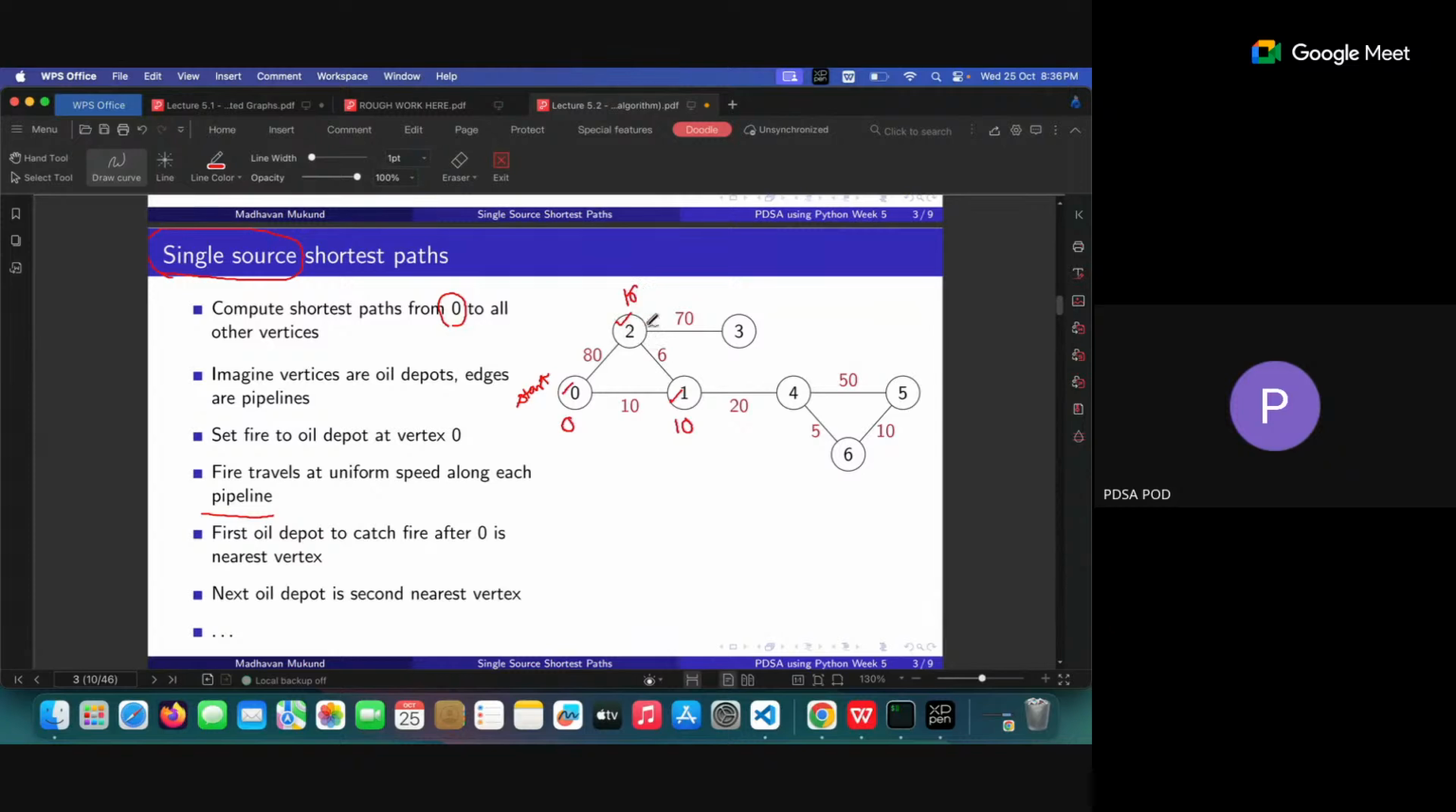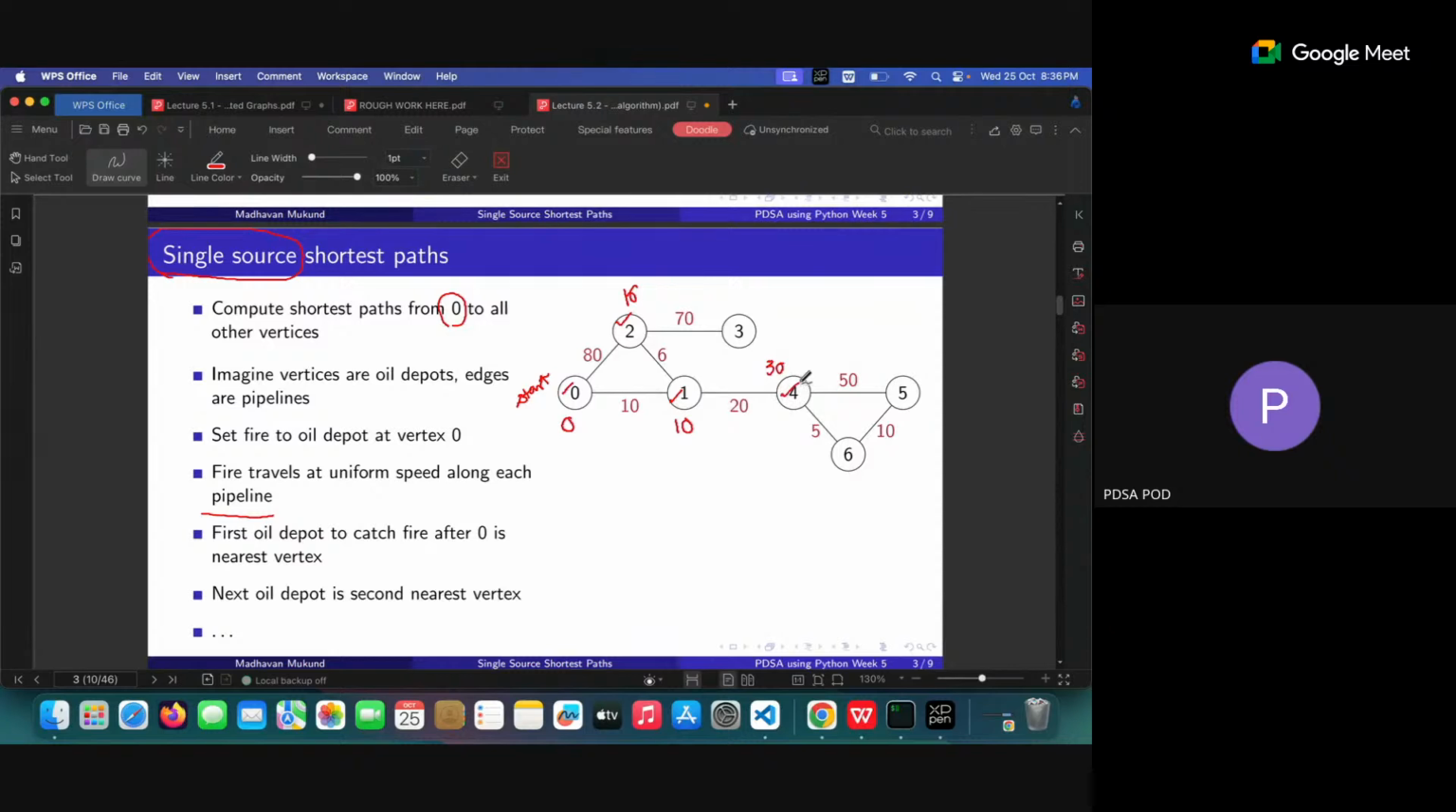Before reaching 3, from this 1 it can reach 4. Here 10 is already there. From this 10, to reach 4 requires a weight of 30.